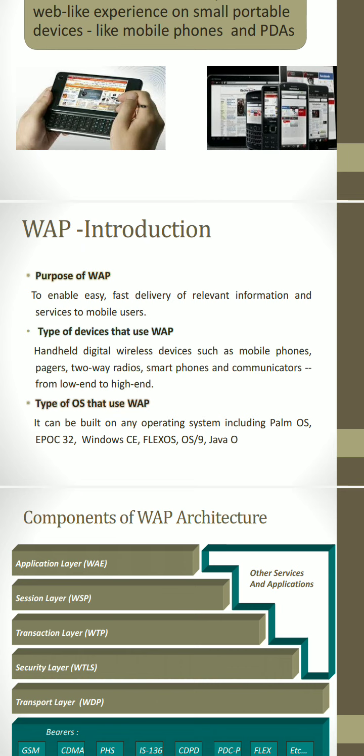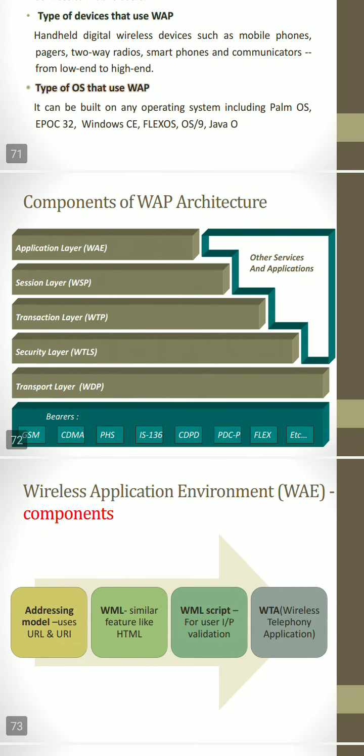Now the type of OS that uses WAP. Which are the types of OS that will be used? Operating systems like Palm OS, Windows CE, OS/9, Flex OS, Epoc 32, Java OS. These are the operating systems used by WAP. Next part is the components of WAP architecture. This is the architecture of WAP. The layers are similar to the OSI layers.